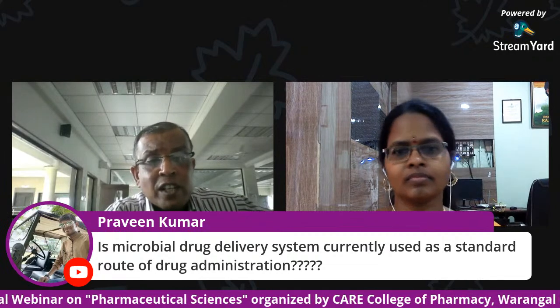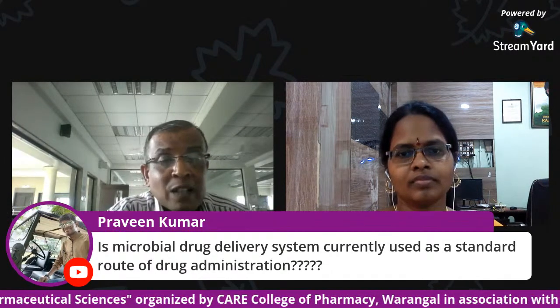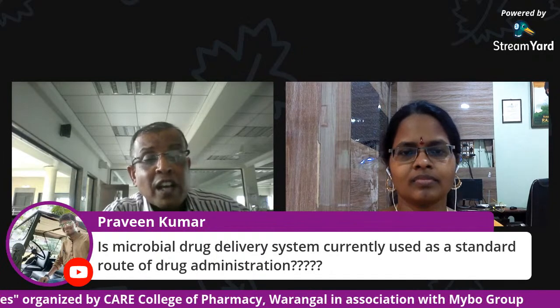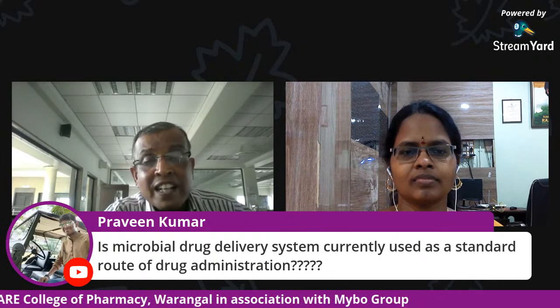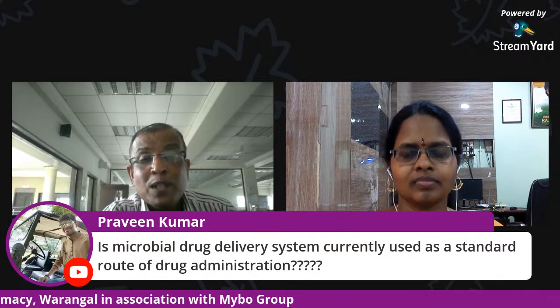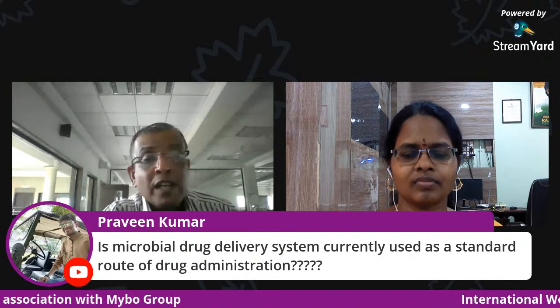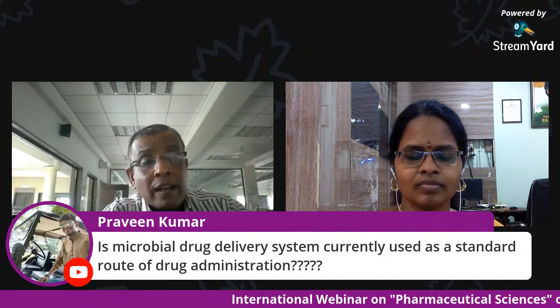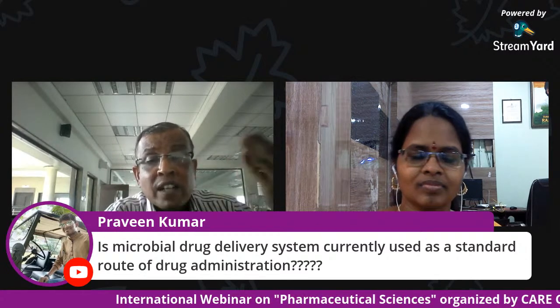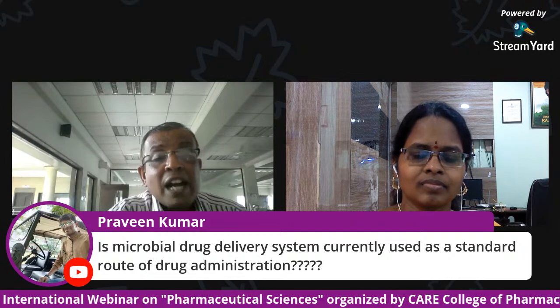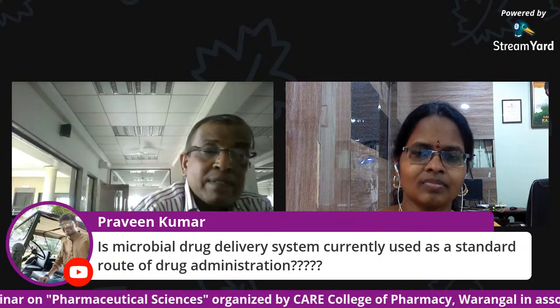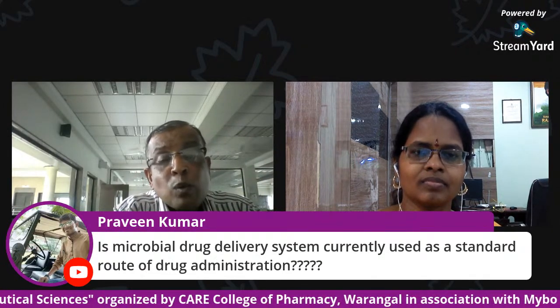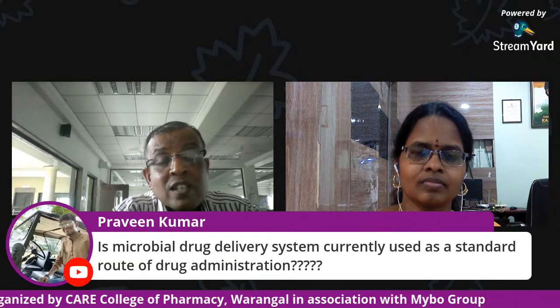In the next generation, it won't be any conventional drug delivery system. Just like artificial intelligence, about which we knew nothing 10 years back and now everywhere we are talking, similarly we may go for this microbial drug delivery system after a couple of years. Once it is developed and we validate it, definitely it will come. Microbiologists all over the world, along with pharmaceutical scientists, multidisciplinary.